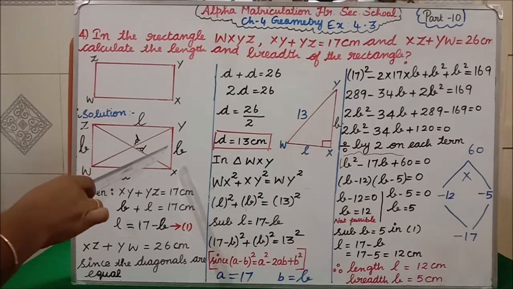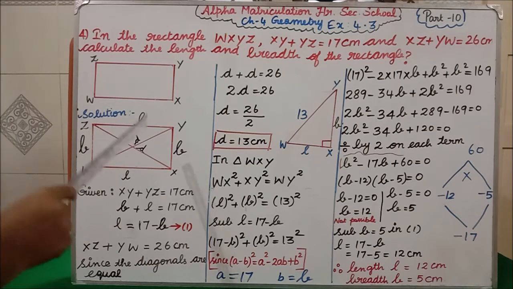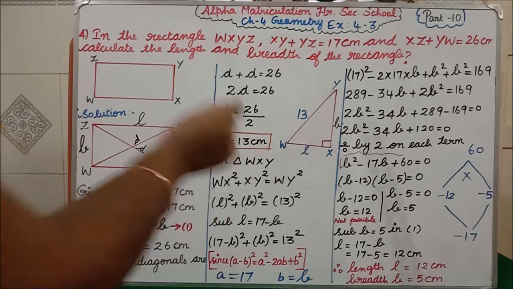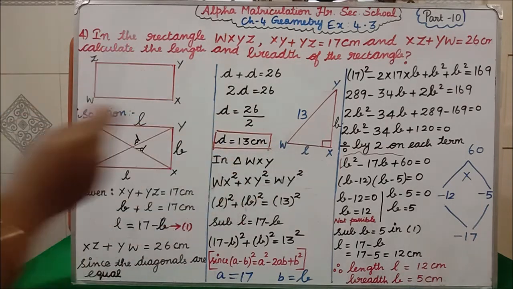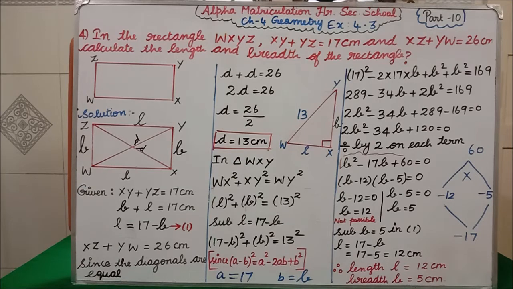I have told you the four corners of the rectangle are what? 90 degree. So in this X, what angle will be? 90 degree. So I have drawn here 90 degree. If 90 degree comes in a triangle, then that triangle is what? Right angle triangle. I have told you before, if I say right angle triangle, then immediately you have to think about what? Pythagoras theorem. Yes, very good. So we are going to apply Pythagoras theorem here.